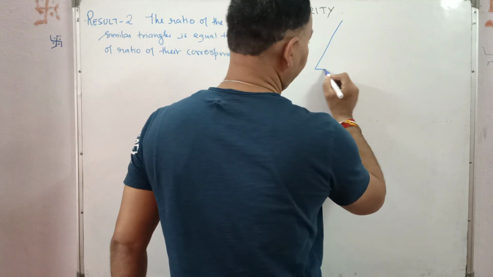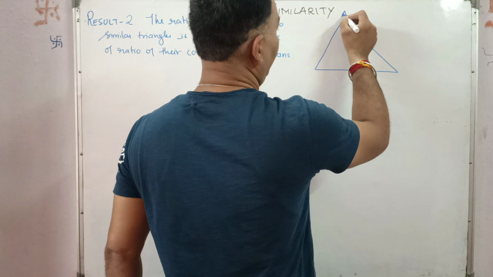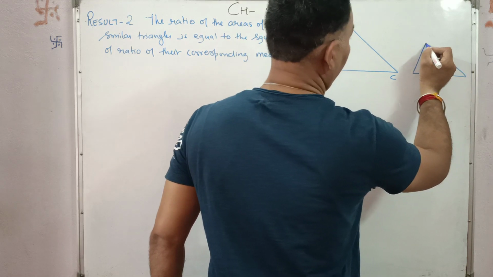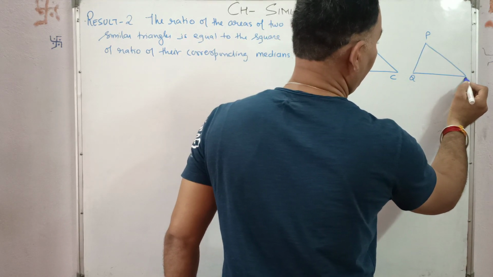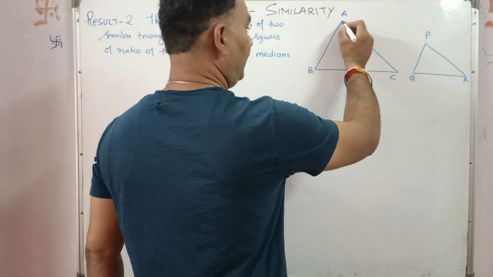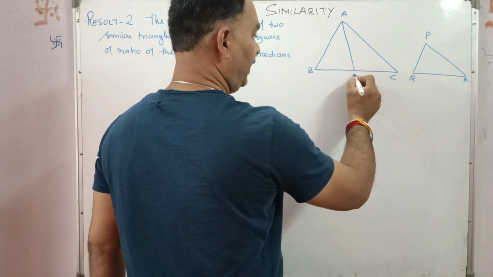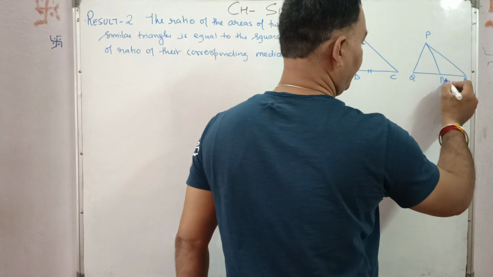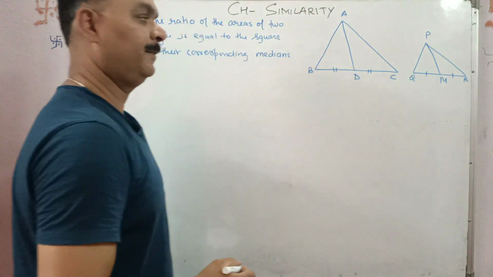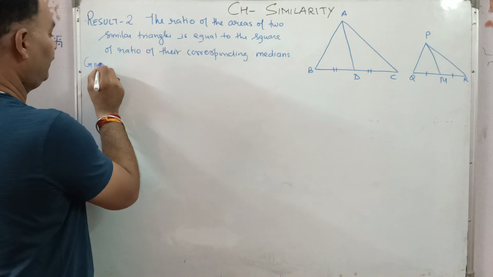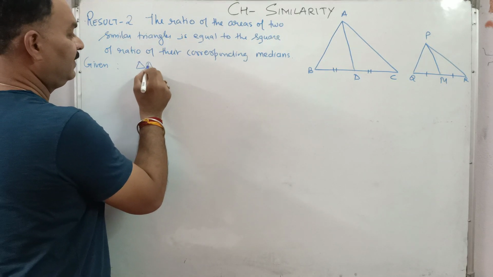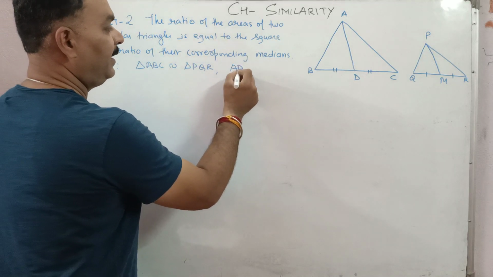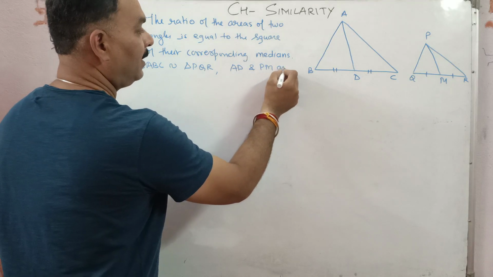Again, let us consider two triangles ABC and PQR. AD is a median through vertex A and PM is a median through vertex P. So first we will write what is given to us. Given: two triangles ABC and PQR which are similar to one another. AD and PM are medians.